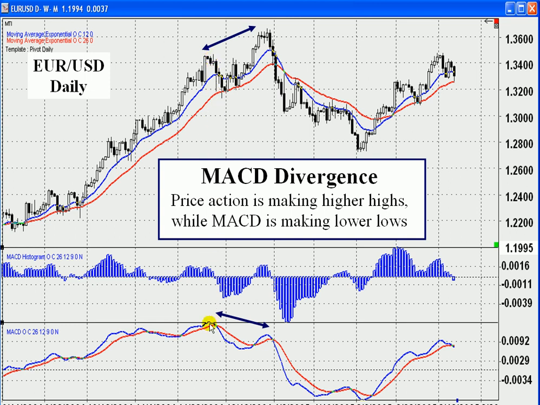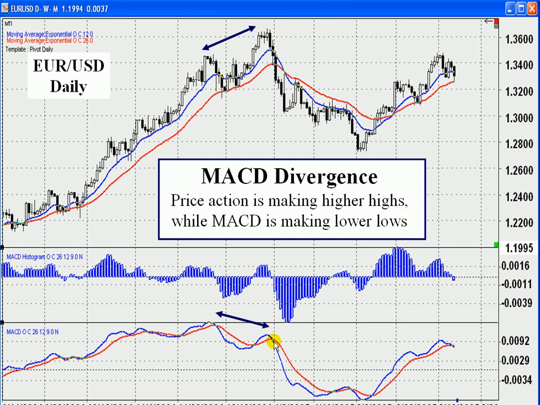And now watch this. You see here how price is moving higher above this high, so price is making higher highs. But MACD has made a lower high than the one that corresponds with this high. The MACD makes a lower high, and what we call that is a divergent characteristic. So the MACD is making lower highs while price is making higher highs. They are diverging from one another at this stage.